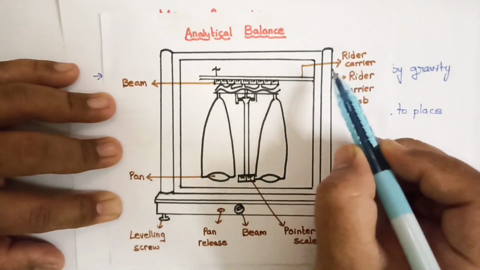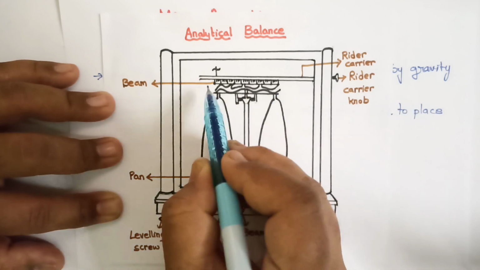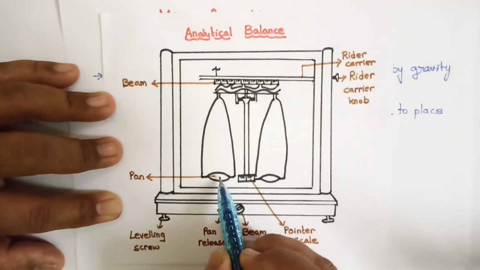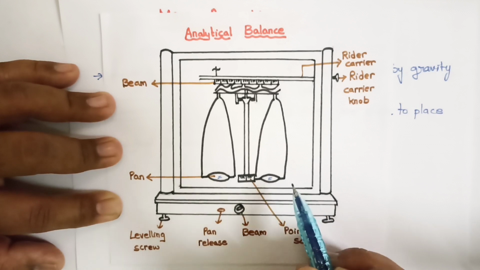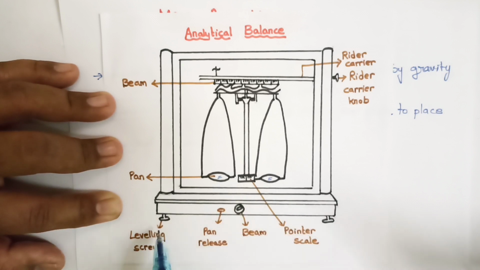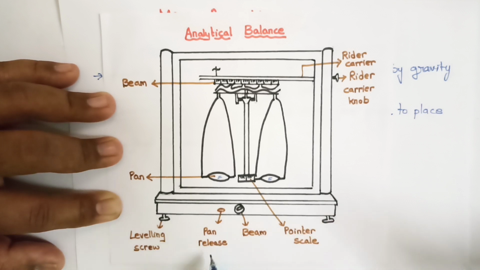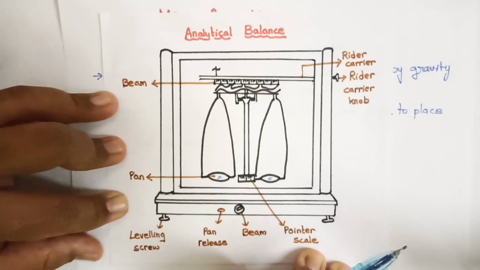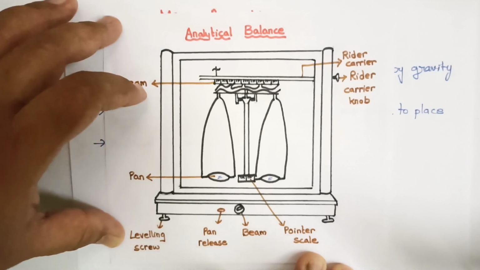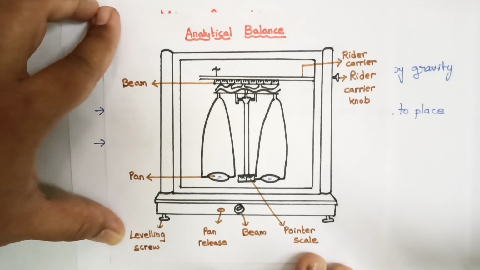This analytical balance consists of a rider carrier. It has a rider carrier knob. It has a beam and a pan. On one side you will put the weight, and on the other side you will put the substance whose weight is to be determined. Then there are leveling screws to make the balance stand. There is a pan release and there is a beam. Detailed usage of it you will understand in your practical examination. In your practical classes, your teacher will explain about this analytical balance very clearly.